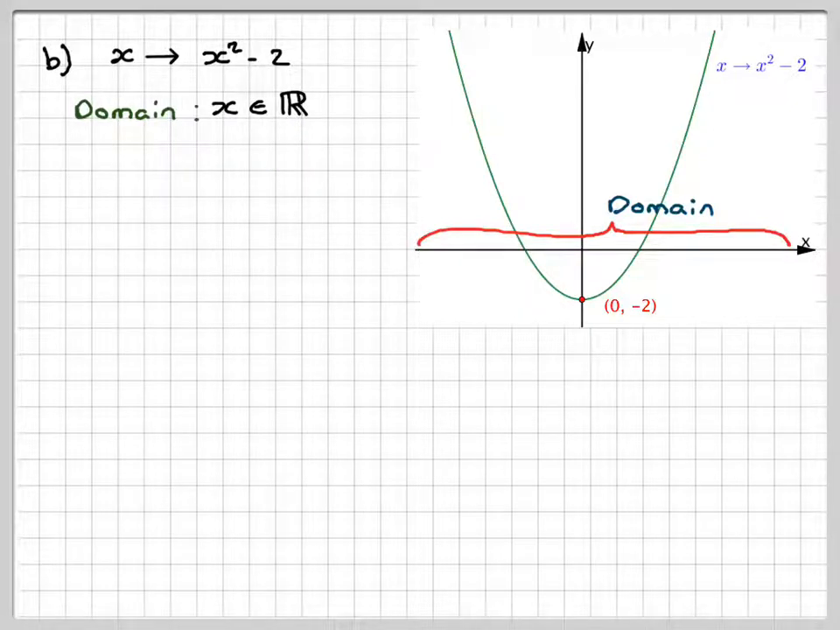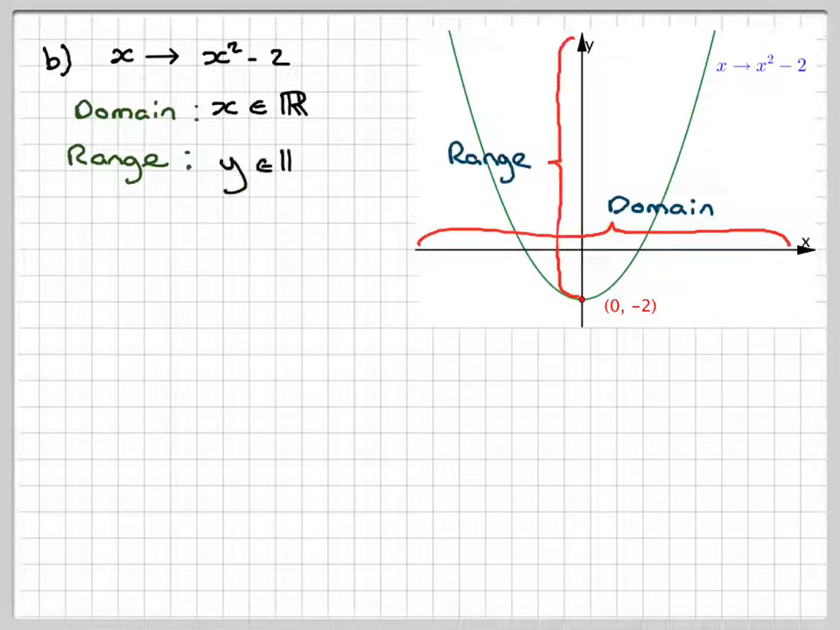Now the range we have to be a little bit careful of, because the range only consists of the numbers above minus 2. We don't get any number below minus 2. So the range is going to be y if it belongs to the real numbers, y greater than or equal to minus 2.